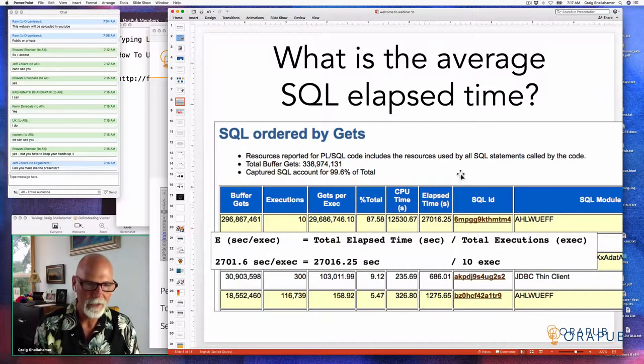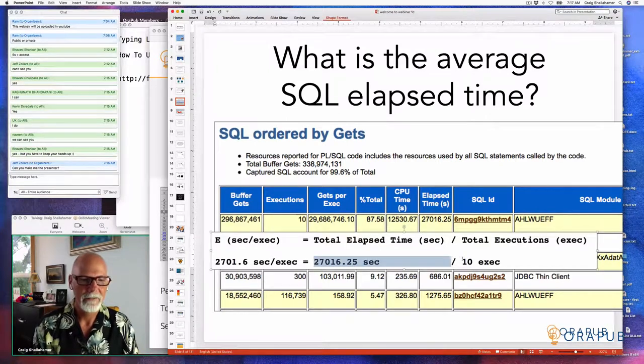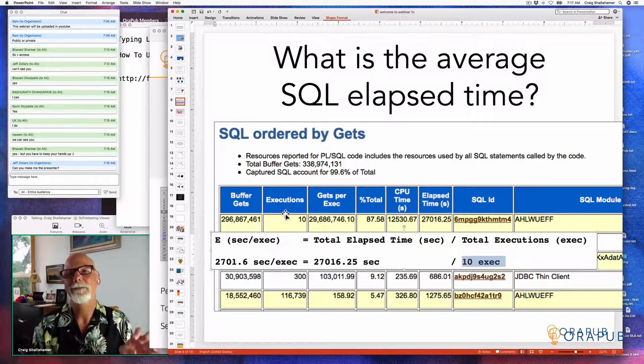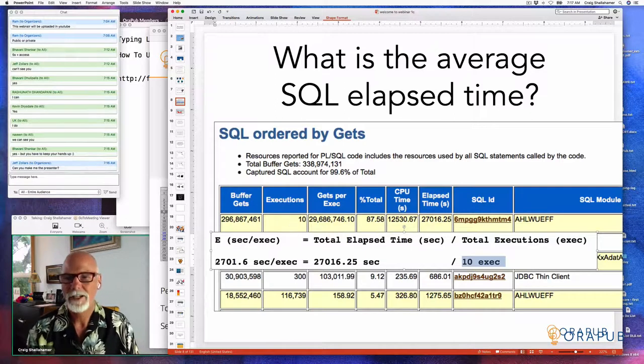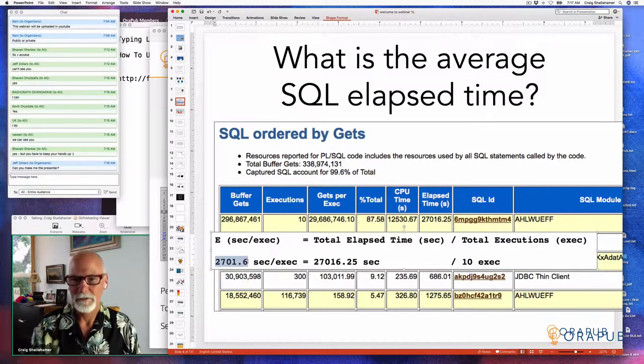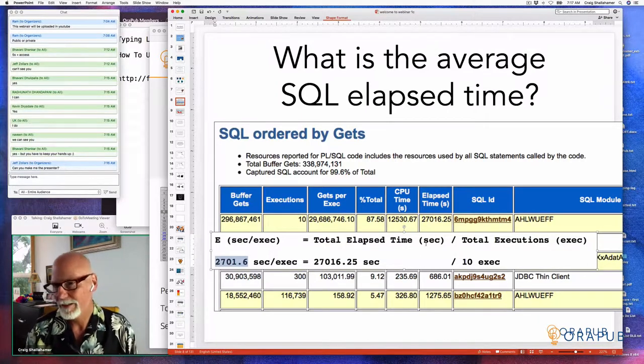If you can see this, the 27016, that's the total elapsed time. I put that there and divide that by the total executions, which is right here. Each completed execution shows up here. And so the average elapsed time is this 2,700 seconds right there. So that's the most obvious way to get this.